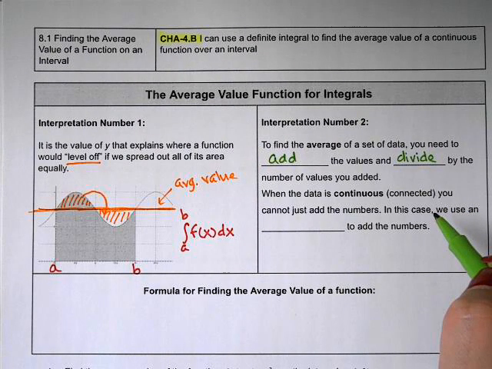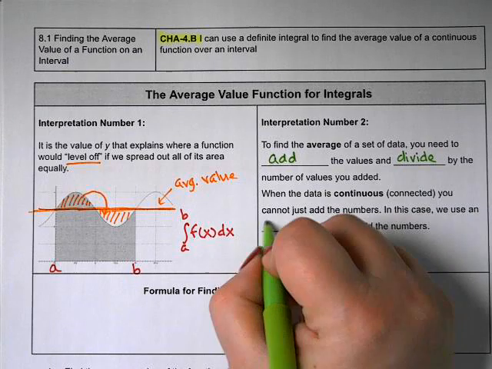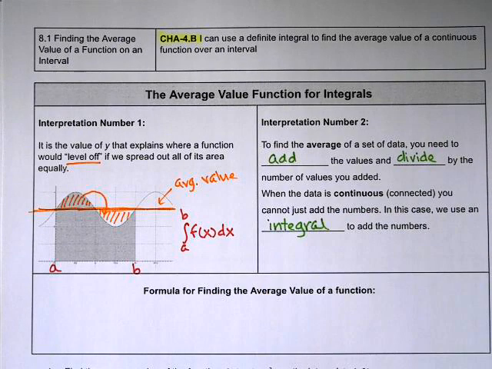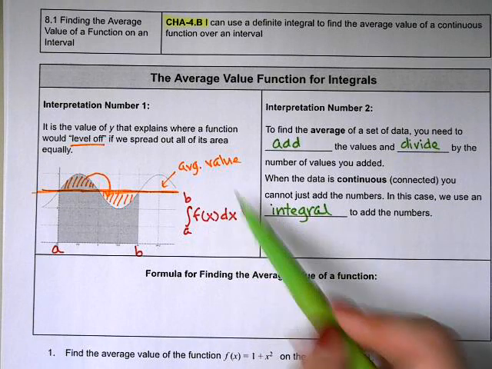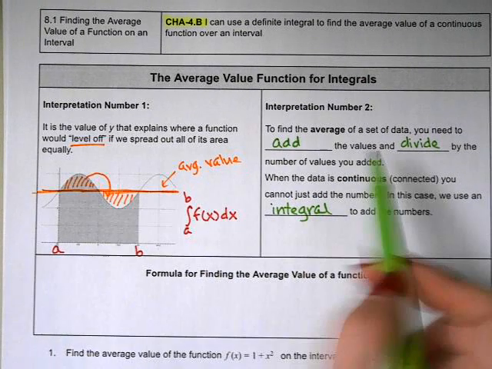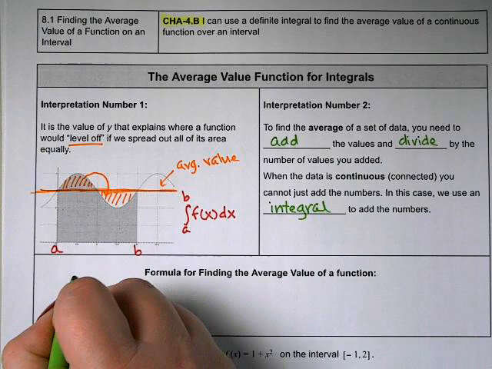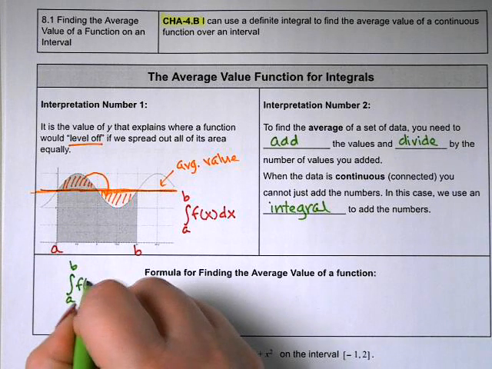When we look at the data that's continuous or when it's connected, we can't just add the numbers. In this case, we have to actually use an integral to add up all the numbers instead. So if we think about it, we actually already said this gray area here is an integral. So if we wanted to add up all the values, right, we're not really adding them up, but in theory, that's what we're doing. So it's a to b of f of x dx.